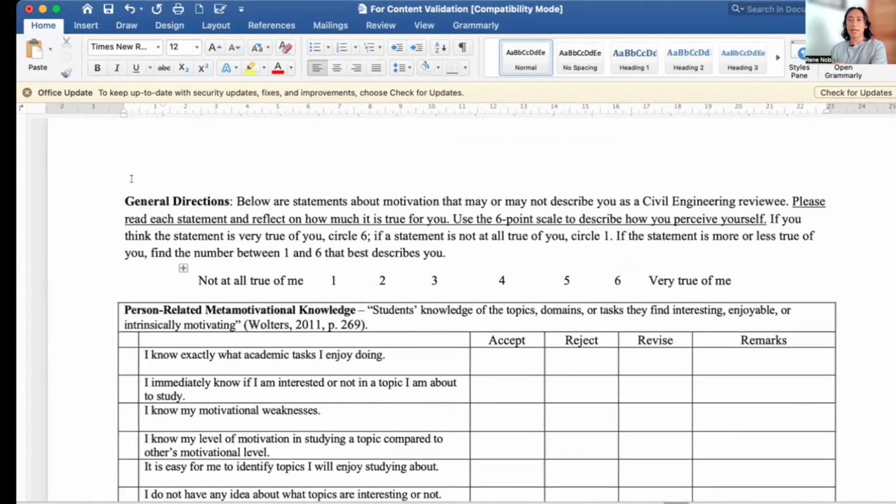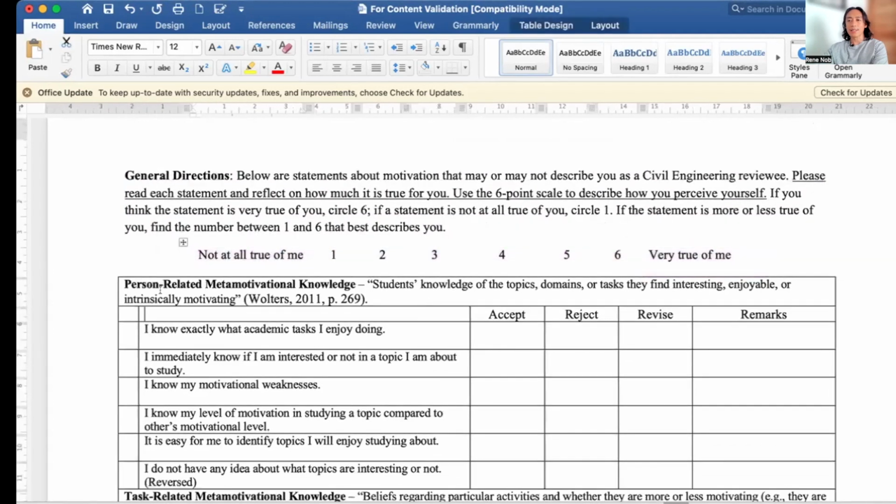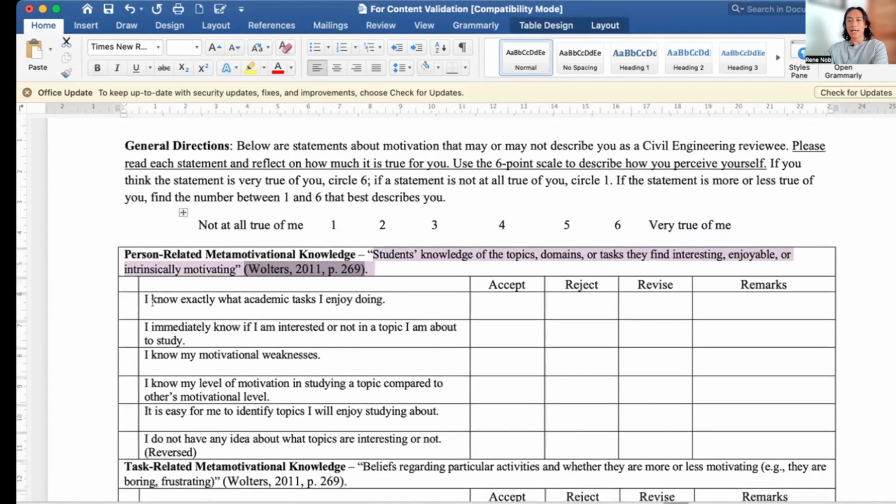Below, I showed the validator a sample of my set of instructions and my response set, and then the construct and how I define the construct. So these are the items. For example, for person-related meta-motivational knowledge, which is defined as students' knowledge of the topics, domains, or tasks they find interesting, enjoyable, or intrinsically motivating, these are the items that I have generated. I know exactly what academic tasks I enjoy doing.